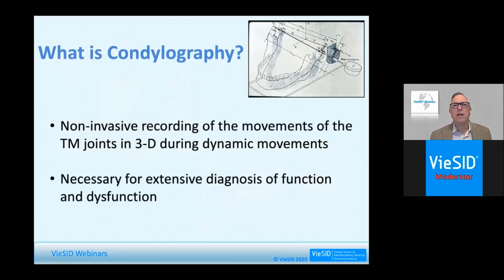Without an ability to measure mandibular movement, we're limited in our abilities to understand the overall stomatognathic system. Now, this isn't a new idea. We've had recorders since the early 1800s. There are several things that make this type of recorder unique.